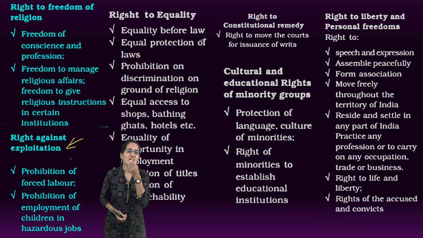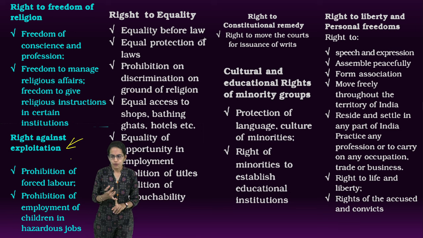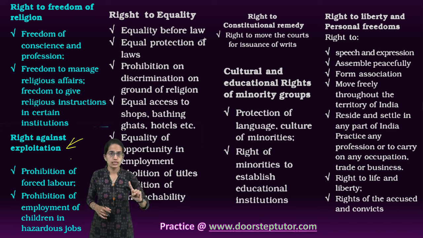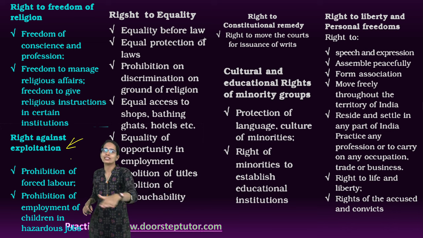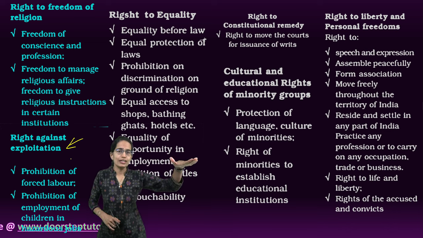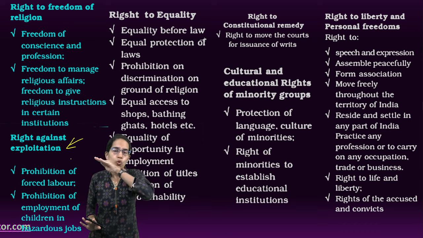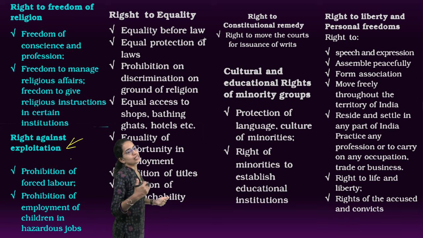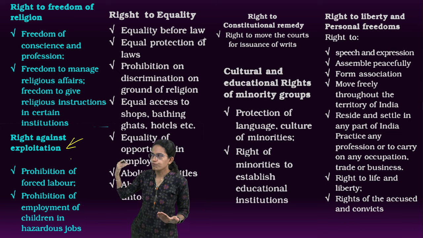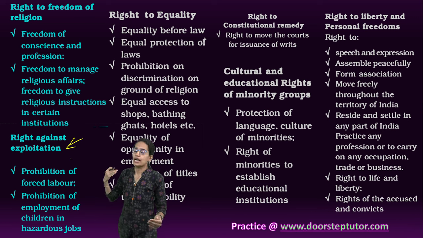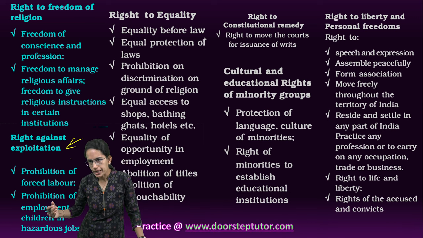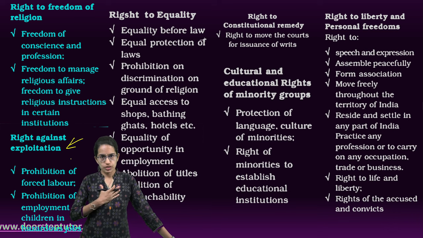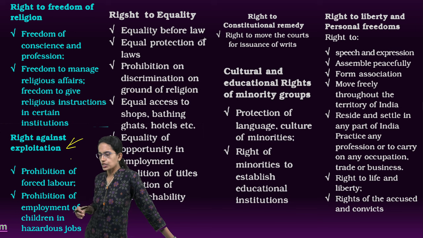The next is the right to freedom of religion. Now, the right to freedom of religion incorporates two things. First is equality of all religions. In the constitution, all religions are at par. You cannot say one religion presides over the other. So all religions stand equal. And the second important thing is the right to practice any religion that you want. That means freedom of faith and freedom of worship. So I am free to choose my own religion. I am free to worship the religion I want.